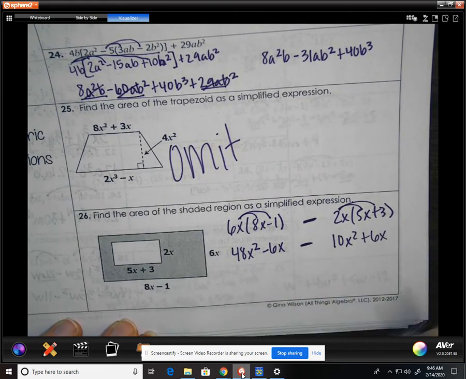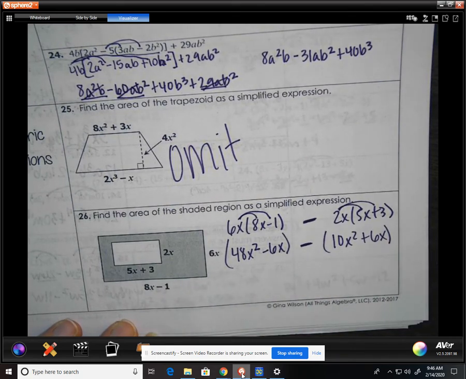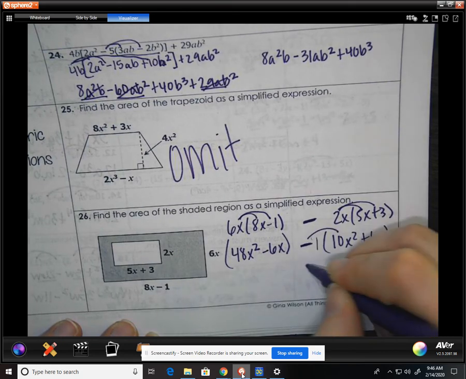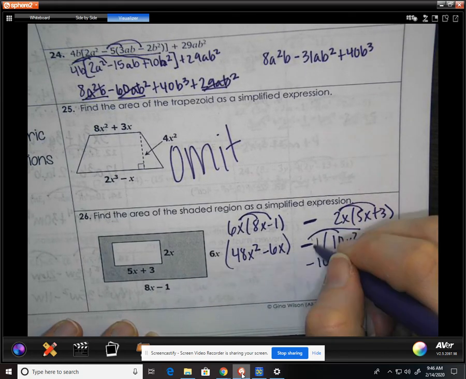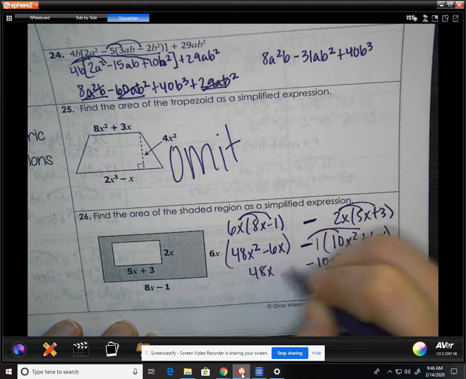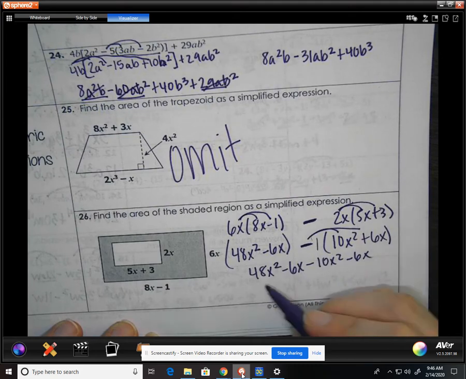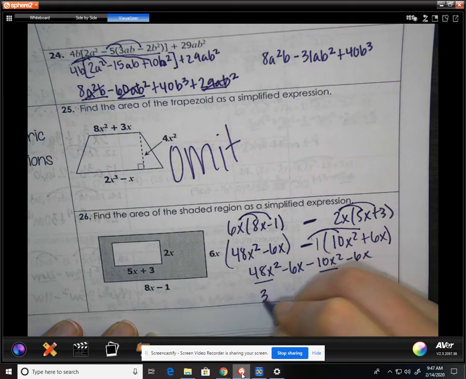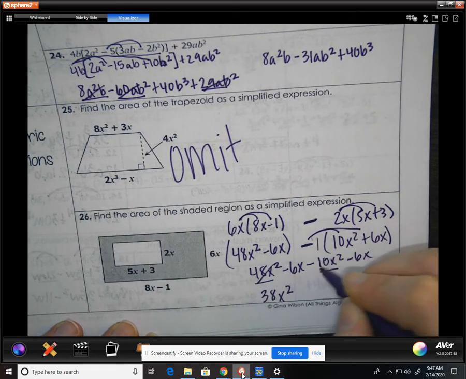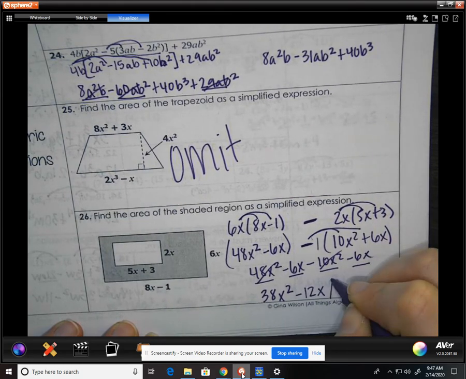So now, since this is a subtraction problem, we have to take this piece and minus this piece. What this means is you're having to distribute that negative 1 like what we did the other day. So a negative 1 times 10x squared is a negative 10x squared. And a negative 1 times 6x is a negative 6x. The negative doesn't go to the piece in the front, so I'm just going to bring down 48x squared minus 6x, and then now I have minus 10x squared minus 6x. Now my x squareds go first because that's the biggest exponent. So 48 and a negative 10 make 38, and I keep x squared. And I don't need those two pieces anymore. And then a negative 6 and a negative 6 will make a negative 12x, and that would be my final answer.